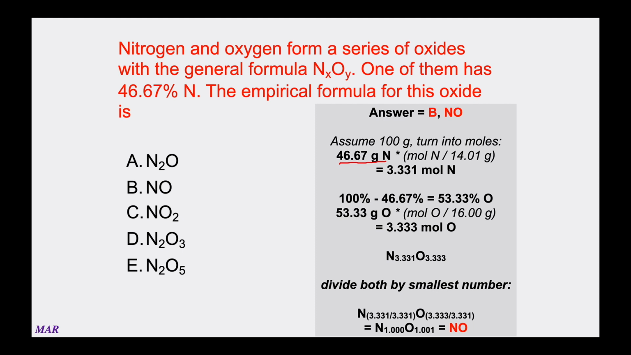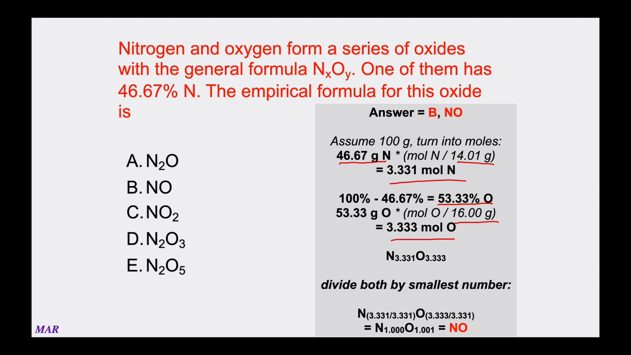Here is the 46.67% turned into grams. So 46.67 grams. And you want to turn it into moles. So you divide by 14.01 grams per mole, and this is the moles of N. Now, percent oxygen, like we talked about, 100% minus percent nitrogen. And that did come out to be about 53%, 53.33. Let's turn that into grams. So in 100 grams, that would be 53.33 grams of oxygen. Turn it into moles by dividing by 16 grams per mole. And this number is the moles of oxygen.